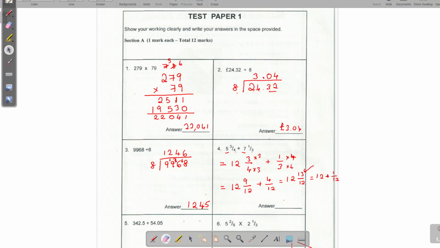12 plus 1 plus 1 over 12. So that gives you 13 and 1/12. Just write it properly.